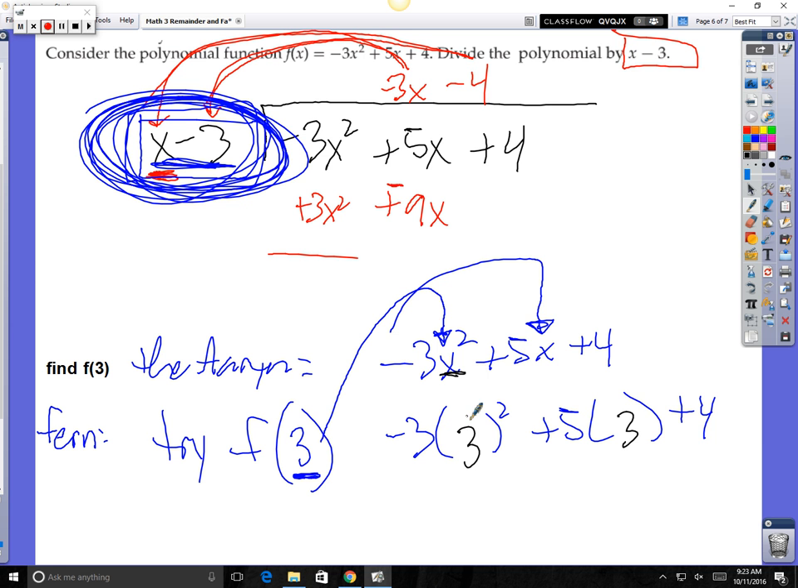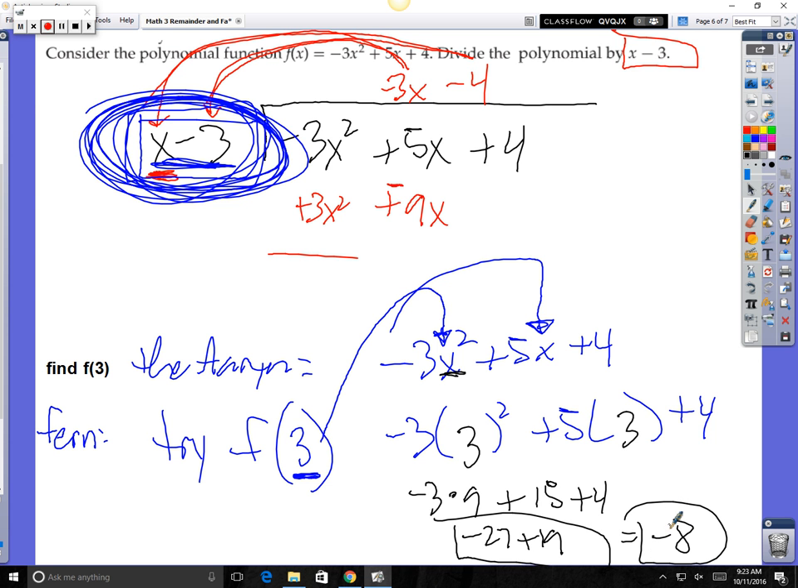It'll spit out minus 8. So you do 3 squared. You have to do exponents first. This should be minus 3 times 9, plus 5 times 3 is 15, plus 4. A minus 3 times 9 is a minus 27. And a 15 and a 4 is a plus 19. And a minus 27 plus 19 equals a minus 8. Faster, easier, better, stronger.